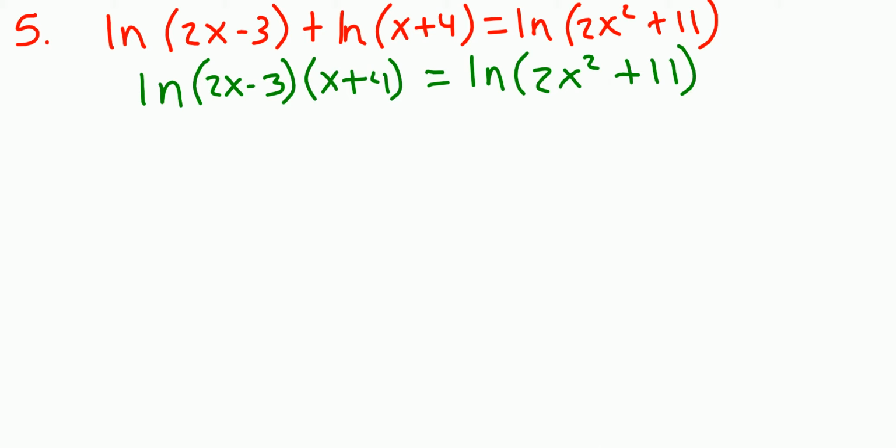Whenever you have two logarithms, one on each side, the logarithms just drop as long as they have the same base. And these are both natural logarithms, so they do have the same base. So they go away, and you just set what's in parentheses equal to each other.